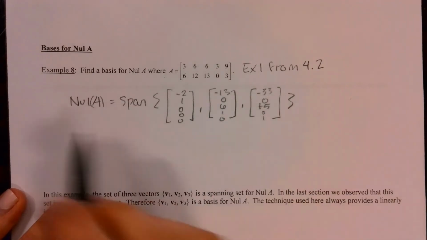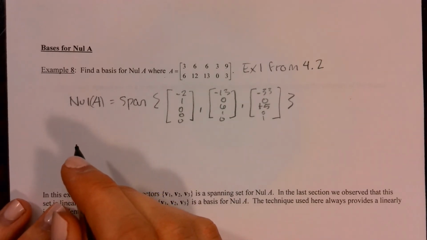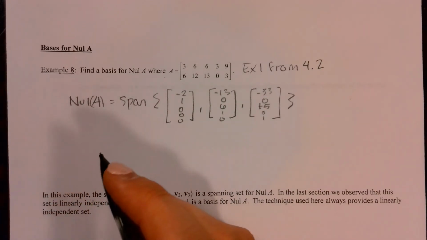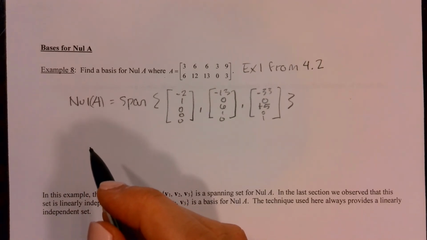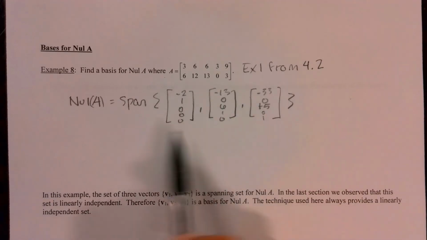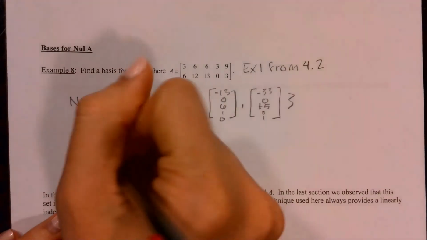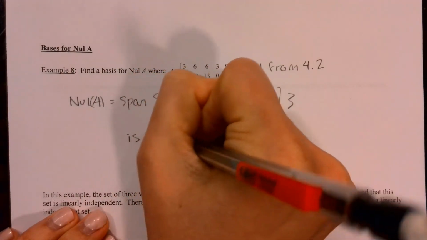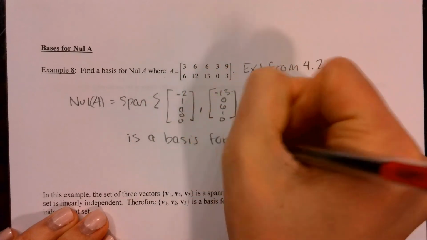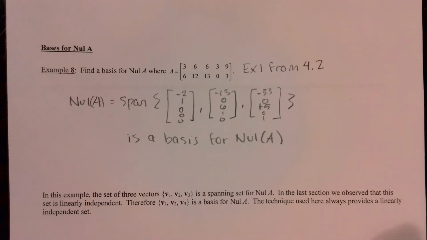So automatically, what we were doing a couple lessons ago in 4.2, by finding a description of the null space was actually finding a basis for the null space. So this is a basis for the null space of A. This is kind of really easy.